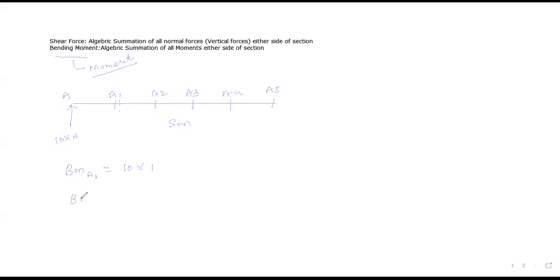Similarly, bending moment at A2, considering the left side, what will come? 10 into 2. Yes or no? Please confirm in chat box. No, I don't want the answer. I want the equation only. Bending moment at A3, considering left, 10 into 3. Bending moment at A4, 10 into 4. Yes or no? If you don't understand, ask. At A4 I cut the section and took the moment from the left side. The distance is 4 meters. Bending moment at A5, 10 into 5. Is it clear or not?